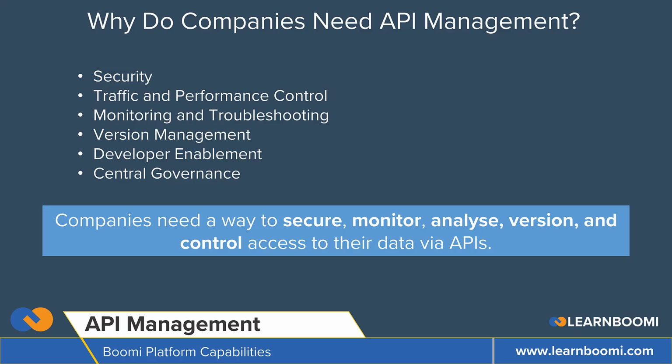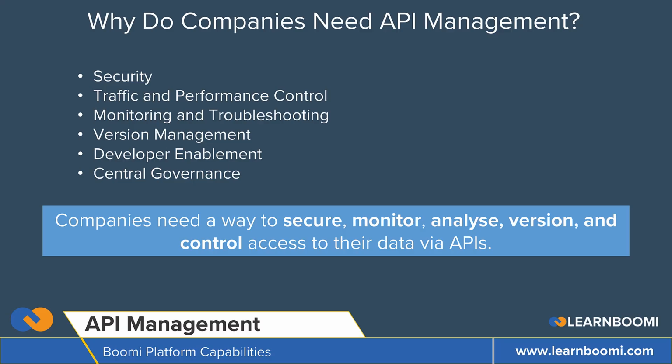Here are the key challenges companies face without managing the API. First is security. The APIs must be protected from unauthorized access, misuse, and attacks. Second is traffic and performance control. Companies need to limit how many requests an API can handle and ensure it does not overload backend systems. Third is monitoring and troubleshooting. The APIs must be observed in real time to identify failures, slowdowns, and performance issues. Fourth is version management. The old API version must be maintained while new versions are rolled out.